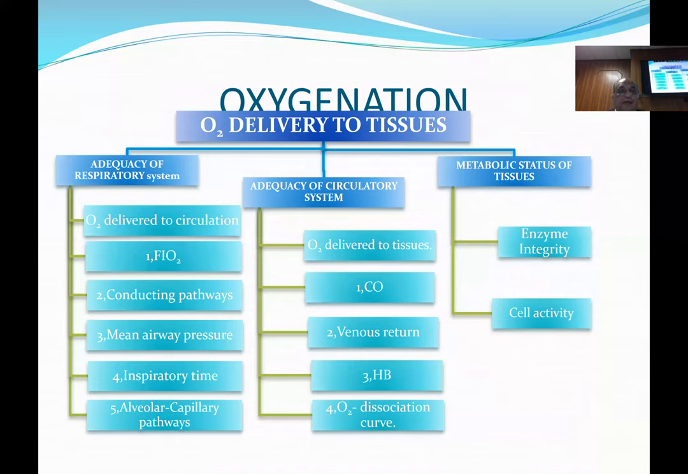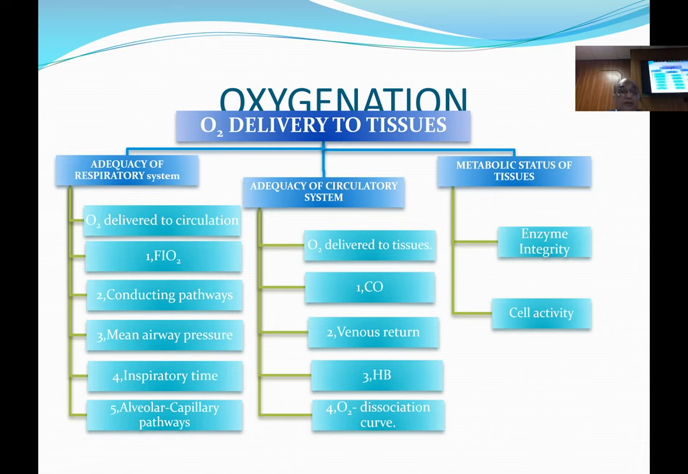Now, oxygen delivery to tissue. What is the role of the respiratory system? What is the role of the circulatory system? And what is the metabolic state of tissue? It depends on these things. Adequacy of the respiratory system's function is to deliver the oxygen to circulation. It only has to get it to the circulation.